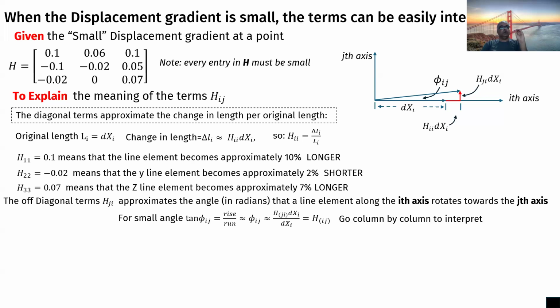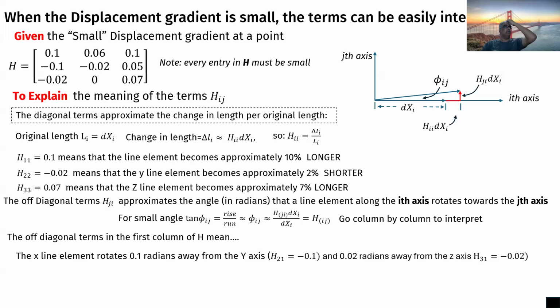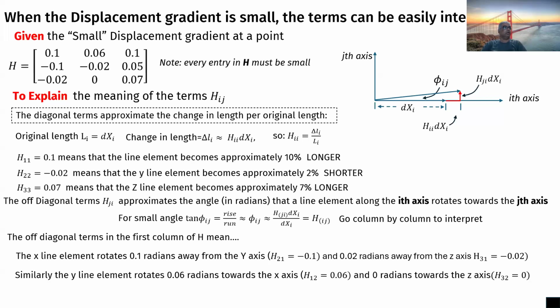To interpret this, we go column by column. So we look at the first column of H and we say that the off diagonal terms in the first column of H mean the following. The x line element rotates 0.1 radians away from the y-axis because h21 is minus 0.1, and 0.02 radians away from the z-axis because h31 is minus 0.02. Can you see the first column of H? That's what is happening.